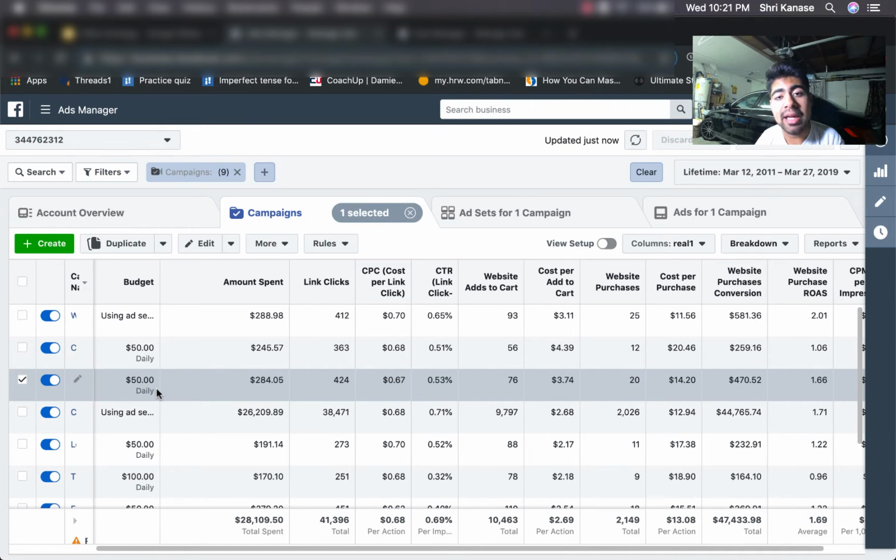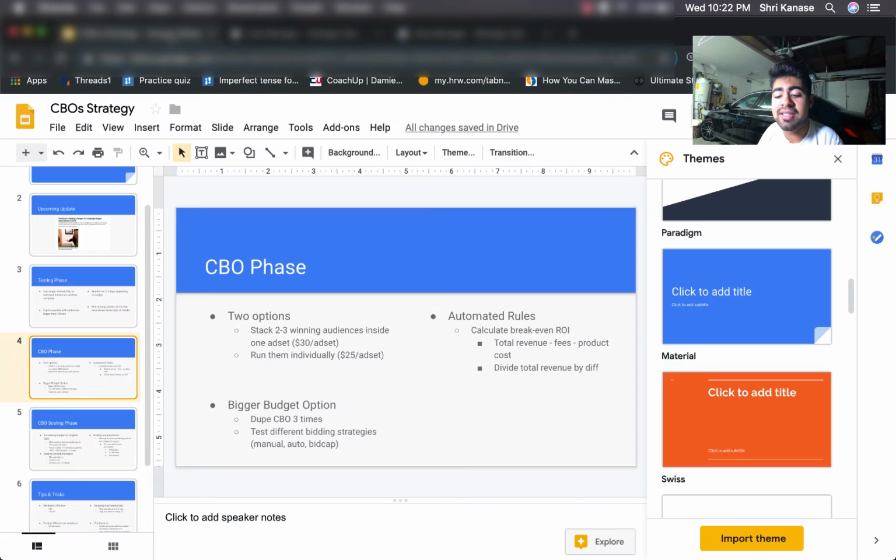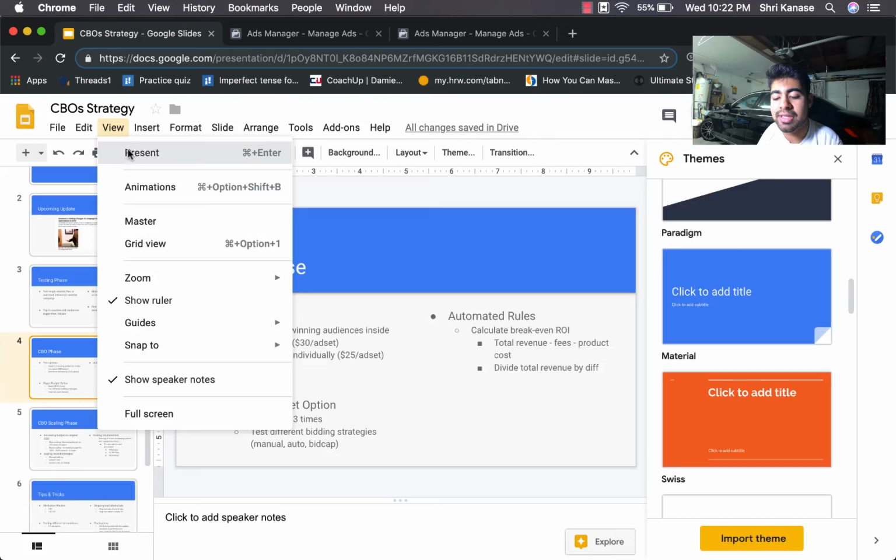instead of running it at $50 per day. And what I have begun to notice is that running it at a higher budget, especially a CBO, really lets Facebook do a lot of the optimization quickly and accurately. And in fact, instead of having just $25 per ad set, if you can afford even more, I would do $25 to $50 per ad set. So if you were to do 50 each, then I would have this CBO running at $250 per day. And again, this is because we want Facebook to optimize fast so we get data fast and feedback fast. But this is the general strategies when it comes to CBOs.